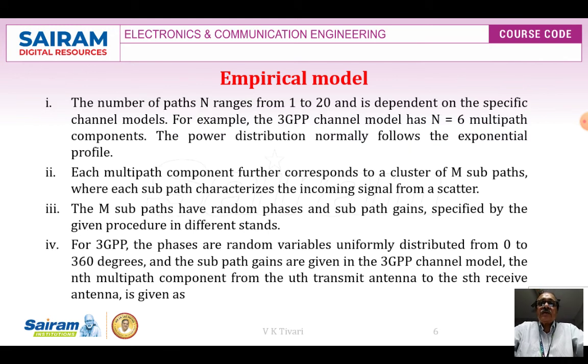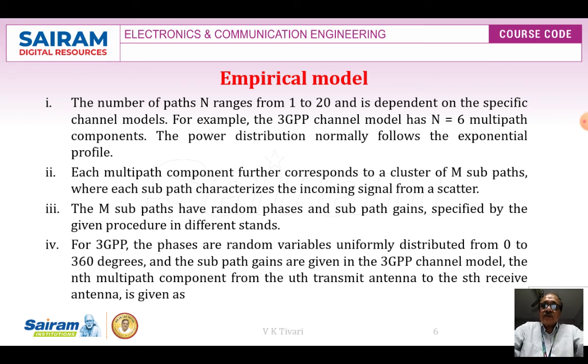The number of paths N ranges from 1 to 20, depending on the specific channel model. For example, the 3GPP model has N equal to 6 multipath components. The power distribution normally follows an exponential profile. Each multipath component further corresponds to a cluster of M subpaths, where each subpath characterizes the incoming signal from a scatterer. As I said, multipath takes place either due to a scatterer or a reflector.